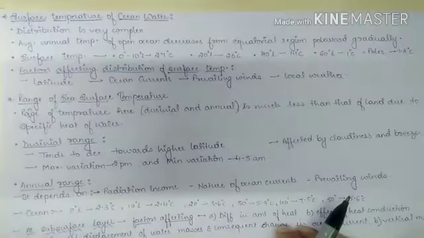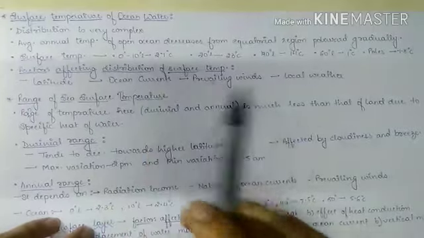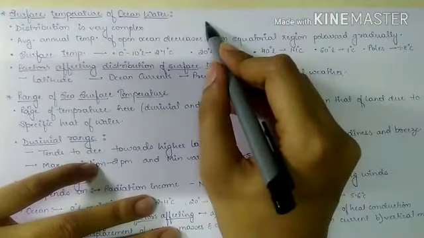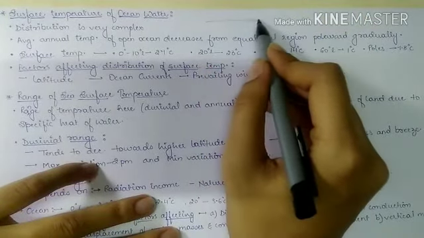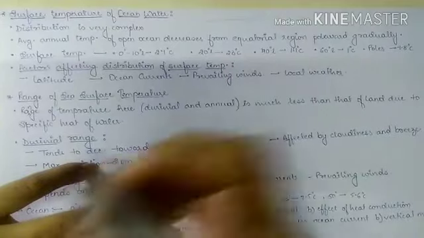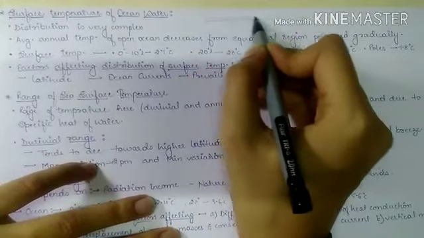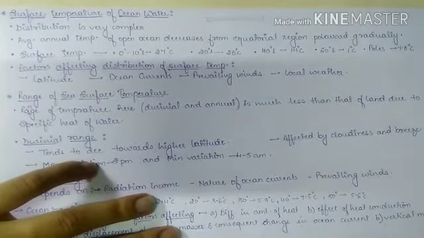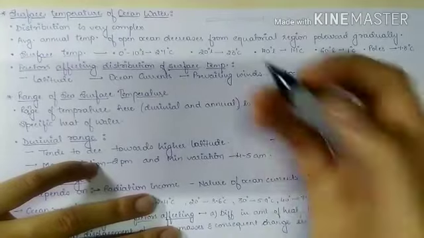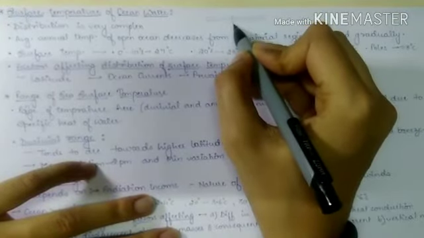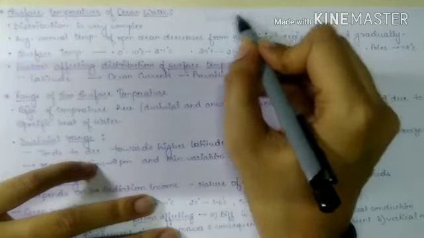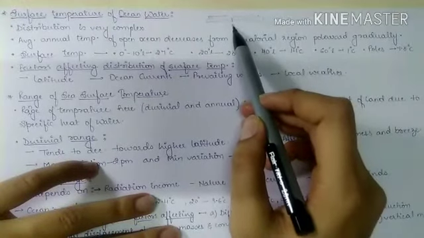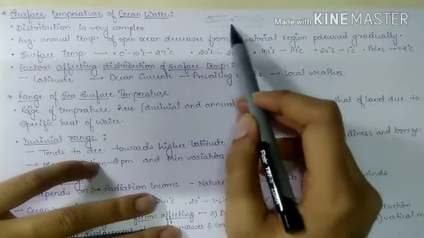Now we will look into surface temperature of ocean water. Its distribution is very complex. Okay, so the surface temperature of ocean water, when we look into its distribution, it's very complex. But if we talk about annual average temperature of open ocean water, on an average, the temperature decreases from equatorial region towards the pole gradually.